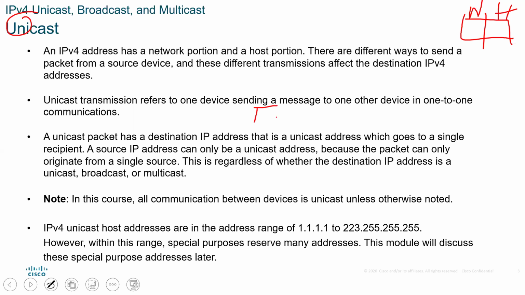Maybe you have a PC here sending a direct message to another PC. That's like unicast. So a unicast packet has a destination IP address that is a unicast address, which goes to a single recipient. And a source IP address must be a unicast address because the packet can only originate from a single source. This is regardless of whether the destination address is a unicast, broadcast, or multicast.